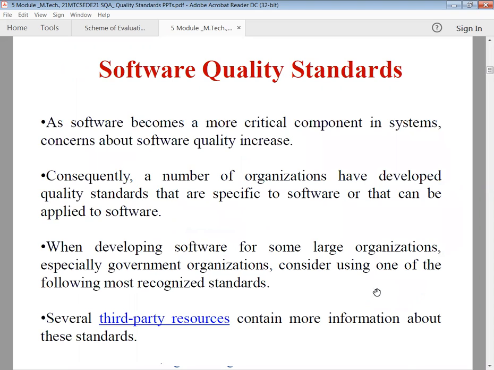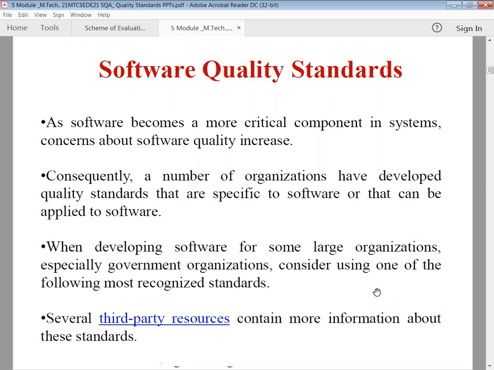What is a software quality standard? As software becomes a more critical component in systems, concerns about software quality increase. So the software should be of good quality and its standard should be maintained, so we go for quality standards. Consequently, a number of organizations have developed quality standards that are specific to software or can be applied to software. Depending upon the software they are creating, they follow different standards.